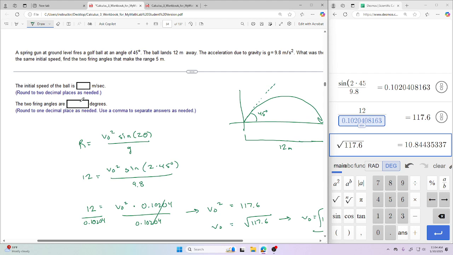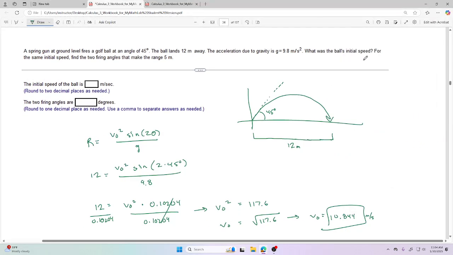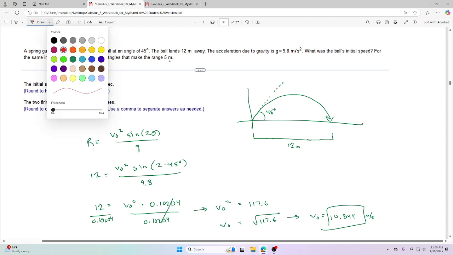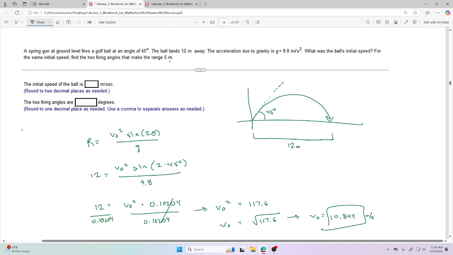So, firing two angles? Here, let me just read the rest of it. For the same initial speed, find two firing angles where the range is 5. Oh, kind of similar to what we were talking about. So this is pretty cool. I'm going to use a different color. Yeah, we're finding the two thetas. What they want now is a range that's not 12, it's 5. And they say we can pop fly or we can just kind of ground ball it, and there are two different angles that we can get for that.